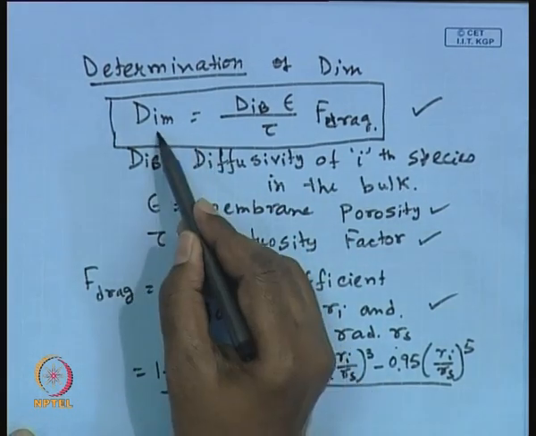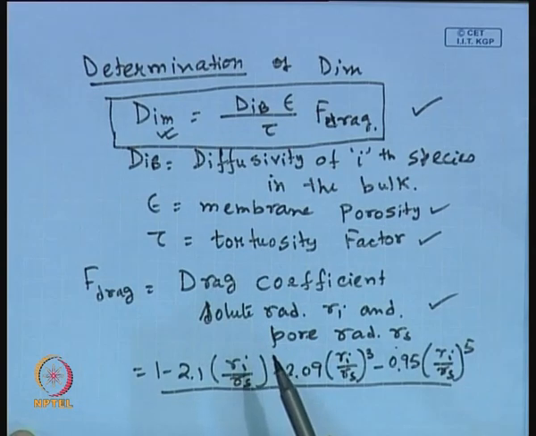Typically, the value of DIM will be at least 2 to 3 orders of magnitude less. That means, if you have a bulk diffusivity of 10 to the minus 11 meter square per second, the DIM will be in the order of 10 to the minus 12 or 10 to the minus 13 meter square per second. So, that should be the idea, it should not be 10 to the minus 26. Okay, that should be the idea, that 1 to 3 orders of magnitude will be less in the membrane phase compared to the bulk phase.